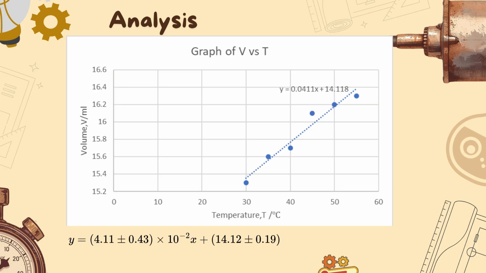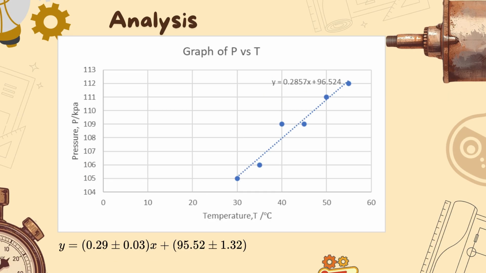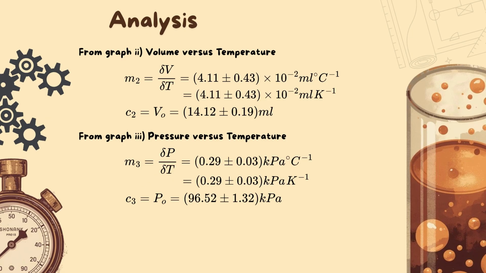Next, we look at the temperature dependency. For Charles' law, the V versus T graph yields a gradient of 4.11 times 10 to the power of negative 2 ml per degree Celsius. Similarly, for Gay-Lussac's law, the P versus T graph shows a steady increase with a gradient of 0.29 kPa per degree Celsius. These linear trends confirm that the air in our column behaves closely to an ideal gas within the tested range.